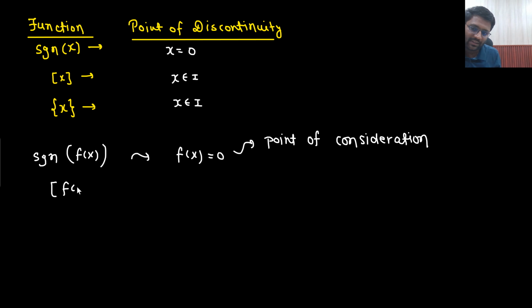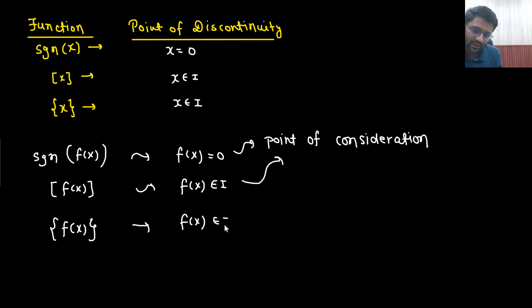If I talk about greatest integer function of f(x), then your point of consideration would be every point where f(x) is an integer. And if I talk about the fractional part of f(x), then your point of consideration would be every point where f(x) becomes an integer. Say yes or no. I just wanted to let you know the point of consideration, nothing else. We will solve the question, it will be clear to you.